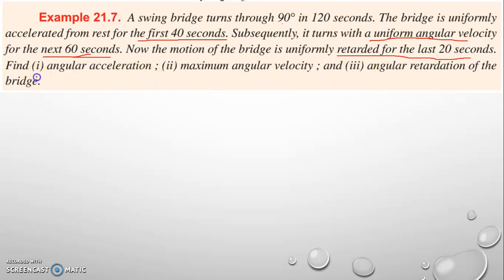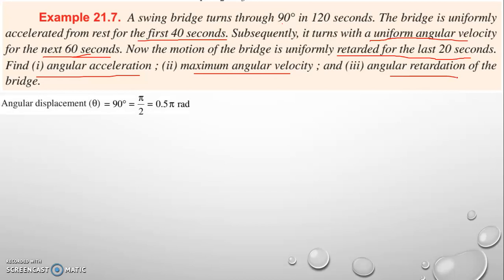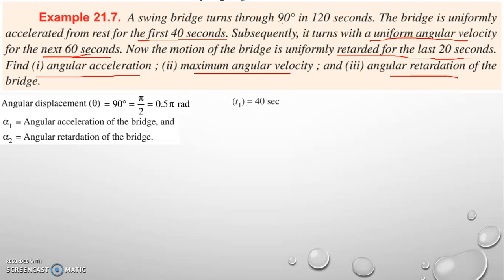So we have to calculate the angular acceleration, maximum velocity and angular retardation. So we will be writing our values. Angular displacement, that is 90 degrees, can be obtained as a quarter of one complete revolution, that is equal to 0.5 pi. We will denote alpha 1 and alpha 2 as the angular acceleration of the bridge and the angular retardation of the bridge. And we note down the time taken: initial acceleration 40 seconds, uniform velocity 60 seconds and final retardation 20 seconds.